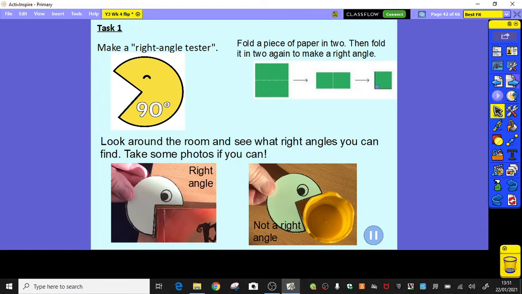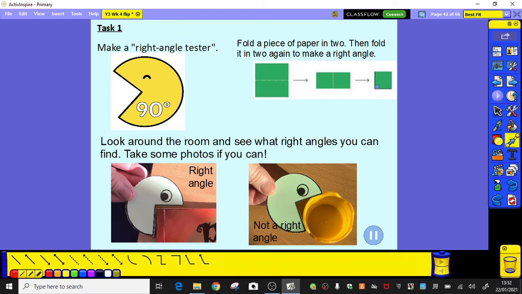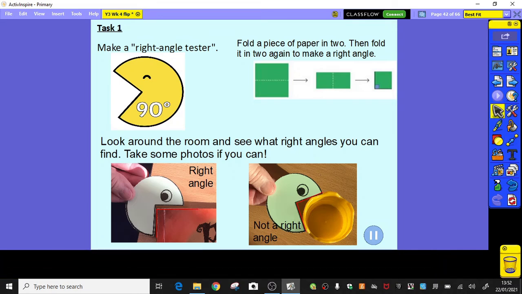Then what I'd like you to do is have a look around your room and see what right angles you can find. You can see here some pictures that I've taken showing the one with the book here is showing that there's a right angle. The edges of the book are making a right angle, and my right angle tester fits right into its mouth. On the second picture, you can see that my curved pot isn't forming a right angle because there's a big gap for my angle tester there.